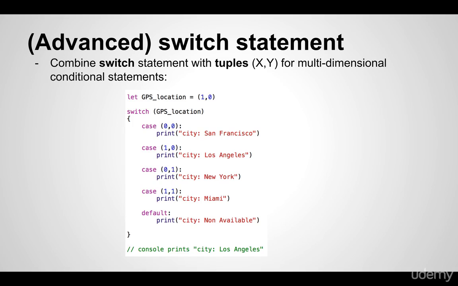So we're going to switch on the GPS location, and as you can see, we have multiple cases. We have 5 different cases. First of all, we have the default case. We say the city is non-available. So if it does not fit any of these cases, we're just going to print city non-available. However, we have the case 0,0, which prints San Francisco, then 1,0, print Los Angeles, 0,1, print New York, and the case 1,1 prints city Miami. So as you can see, we can switch on all the values within the GPS location. Okay, isn't that cool? You can mix tuples and switch.